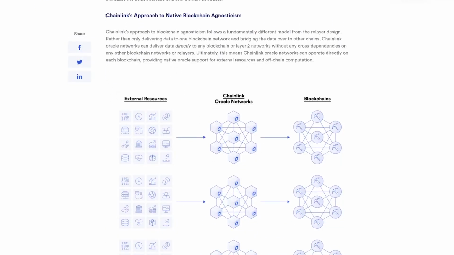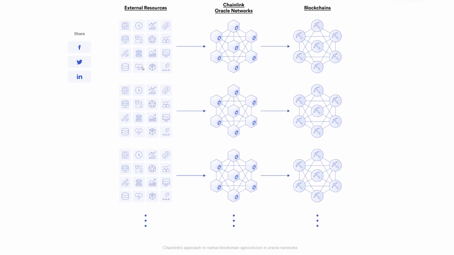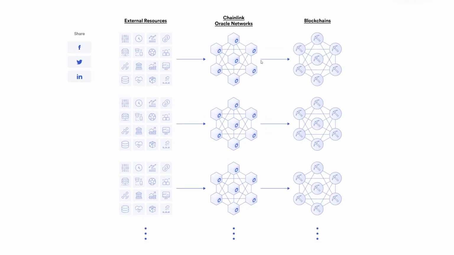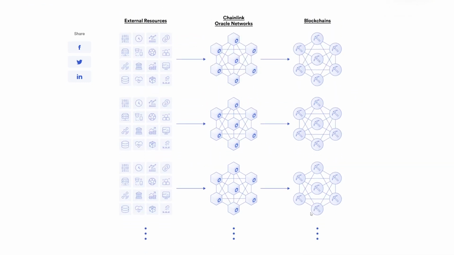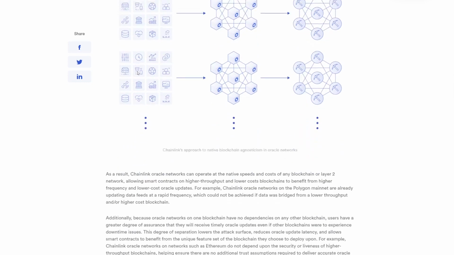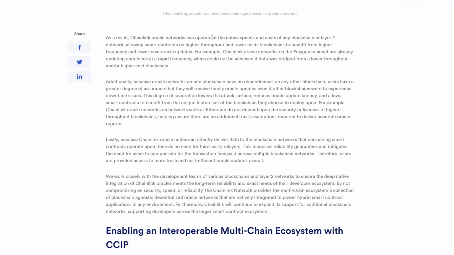However, they have this Chainlink's approach to native blockchain agnosticism, where they have been able to work out a much better solution, which is without a centralized primary blockchain relaying, and they basically have Chainlink Oracle networks for every single layer 2 solution which they want to serve. So each layer 2 solution can get data straight directly from the external source without any relaying. So now, thanks to Chainlink, it can operate at the native speeds of the layer 2 solutions, which also means the lower costs of those layer 2 solutions for transferring, etc.